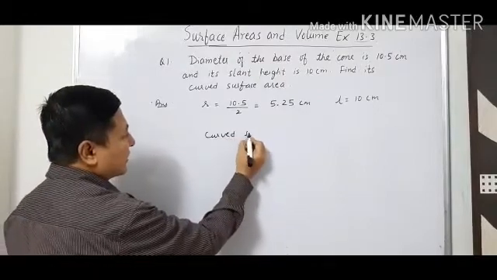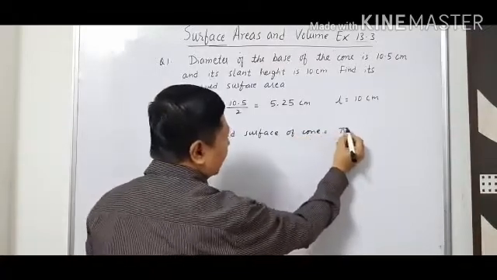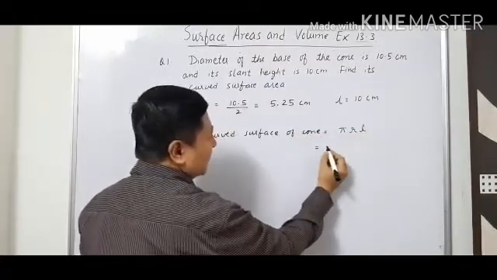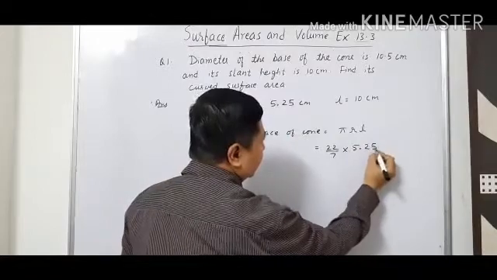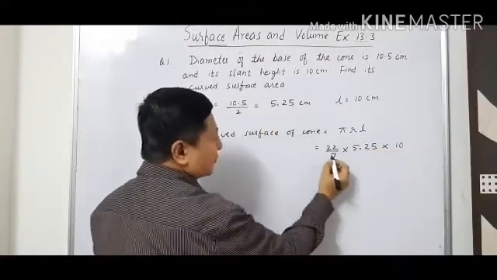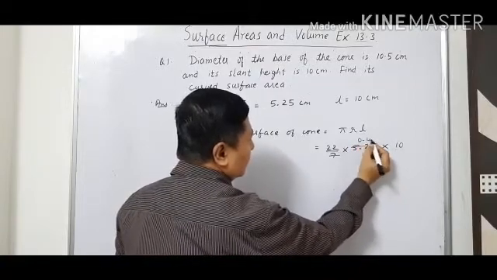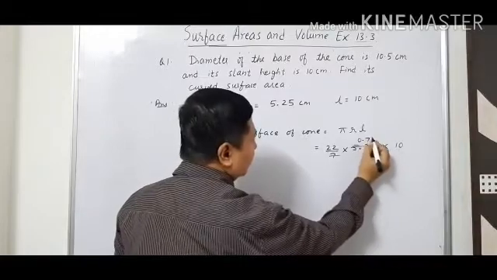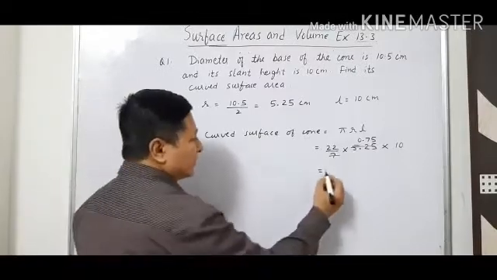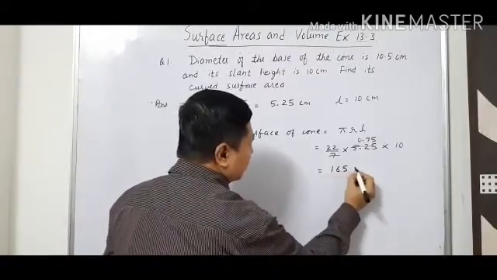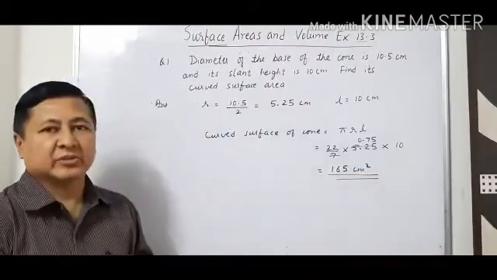Curved surface area of cone, the formula is pi r L. So pi is 22 upon 7, r is 5.25, into L which is 10. So we'll solve this, we'll cancel, this will become 0.75. When we multiply 22 into 0.75 into 10, we'll get the answer 165 centimeter square. So the curved surface area of the cone is 165 centimeter square.